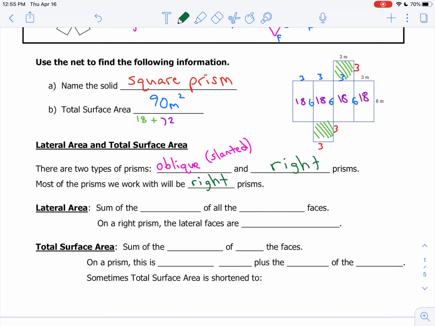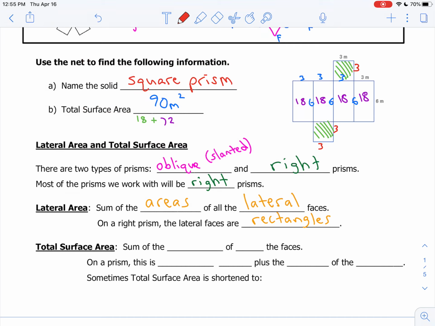All right, so a little review to make sure that we understand these things moving forward. The lateral area is the sum of the areas of all the lateral faces. And then on a right prism, the lateral faces are rectangles. If it's a slanted or oblique prism, those would be parallelograms. But most of them we're going to look at are going to have a bunch of rectangles, and those rectangles will connect the bases, which would either be the triangles or the squares or the pentagons or hexagons.